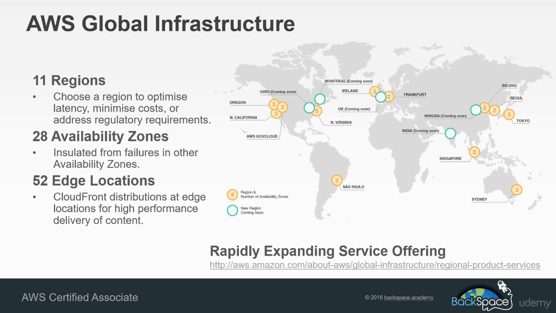Elastic Compute Cloud, or EC2, is AWS's servers, or server instances, that can be launched across the AWS global infrastructure. That global infrastructure consists of 11 regions across a number of countries. You can see there the orange circles, which show where those 11 regions are.